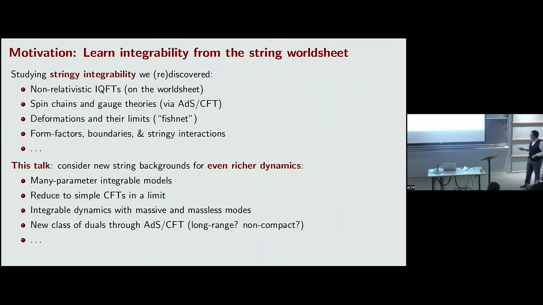also, the sort of duals that appear in the AdS-CFT correspondence should have some slightly different features. So they should be long range and in a sense non-compact in ways that are a little bit different from other cases. And I will come back to this at the very end of my talk.